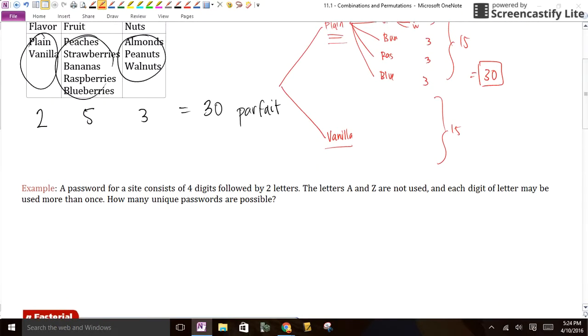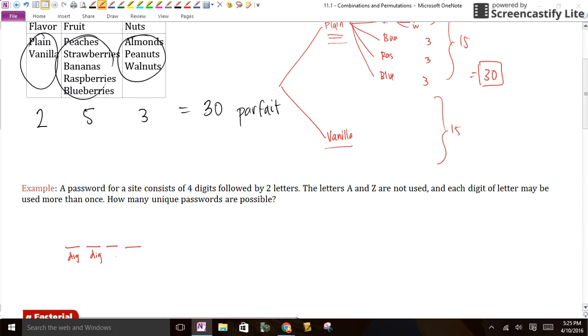Now, what about this? You have a password, and it is 4 digits followed by 2 letters. The letters A and Z are not used, and each digit or letter may be used more than once. So how many different passwords can you make? Well, you have to think of what you're allowed. You're allowed to do a digit and a digit and a digit and a digit. So these are all digits.